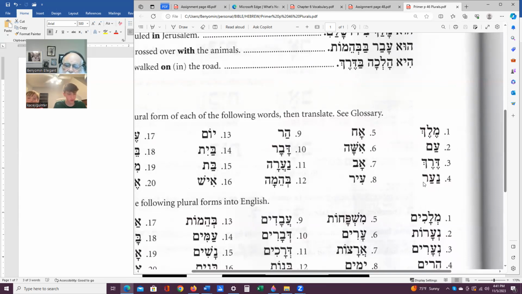Okay. Caleb, number 4. Naar, young man. Cooper. Ach, which is brother. Good. Isha, young woman. No, you're close. A woman or a wife.